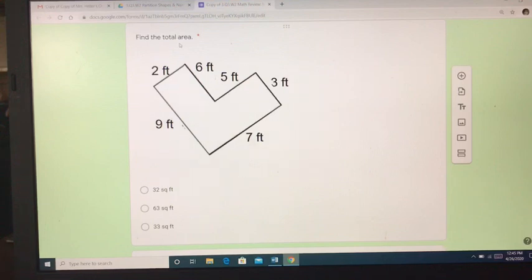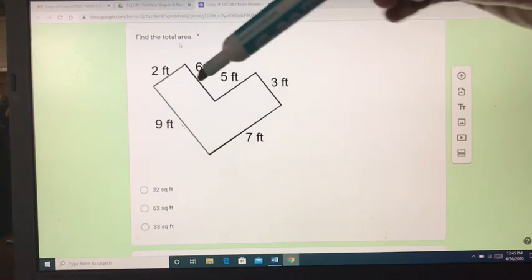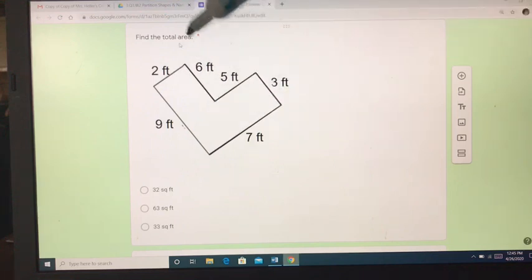The next problem says find the total area. And they give us this figure here. I have to remember area equals length times width. So I'm finding the inside. Area is the inside, not the outside. Make sure you're doing length times width for area.